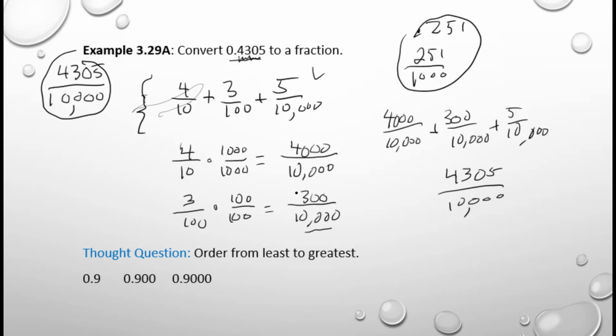So I'm going to order these from least to greatest. Well, they're all equal. Now, why are they equal? Well, 0.9 is just 9/10.